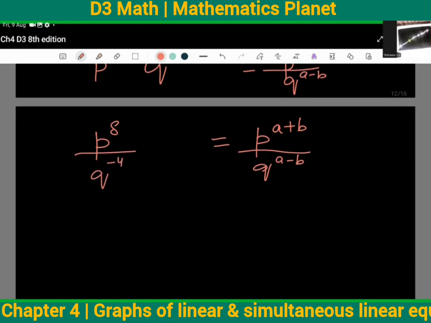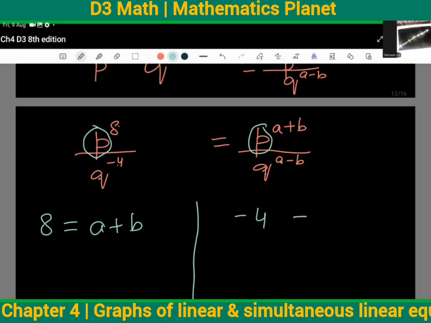So now we can equate the equation. P to the power 8 is equal to P to the power a plus b. So it means we can write 8 is equal to a plus b. Q to the power minus 4 is equal to Q to the power a minus b. So minus 4 is equal to a minus b. Are you people understanding the question?